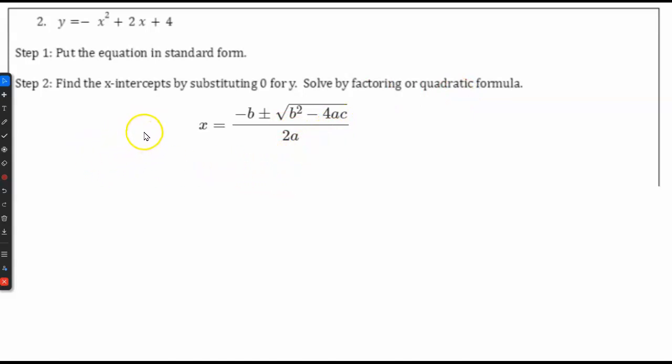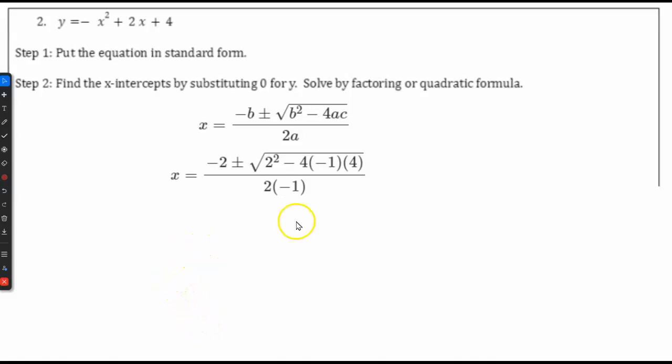So here's our quadratic formula. We need to substitute a, b, and c in first. We end up with this. Negative 2 plus or minus the square root of b squared minus 4ac. So 2 squared minus 4 times negative 1 times 4, over 2 times negative 1. Just like before, it's not any different than the ones we've already done in the past. So then we end up with negative 2 plus or minus the square root of 20 over negative 2. The square root of 20 is not a perfect square that we know, so we're going to get a decimal when we put it in the calculator.